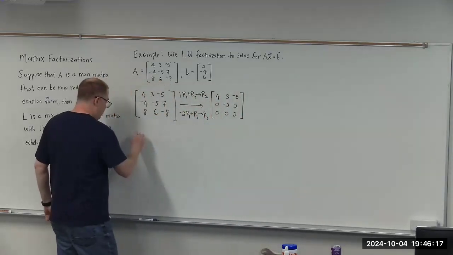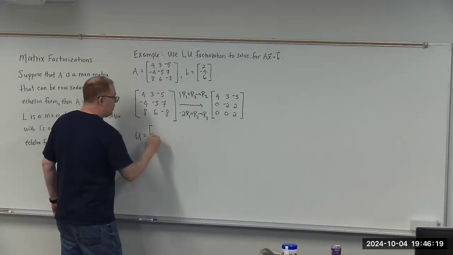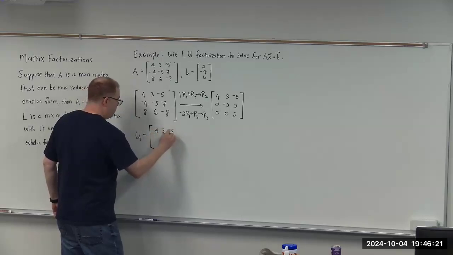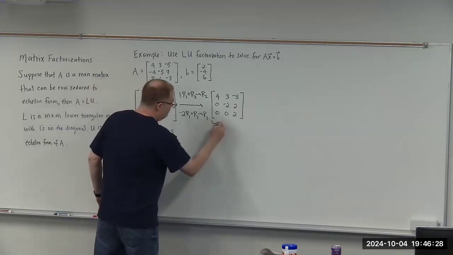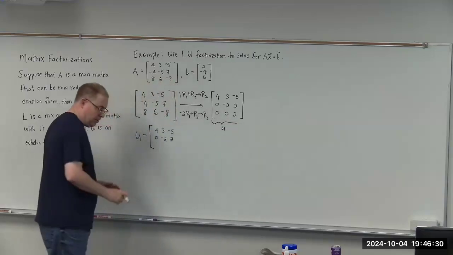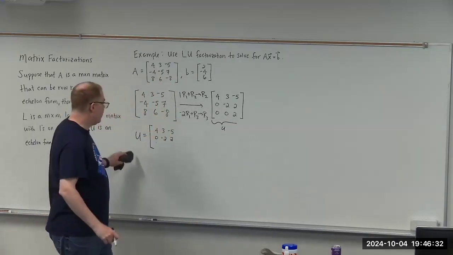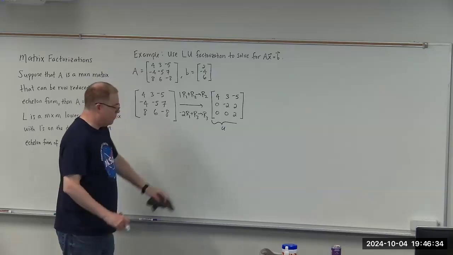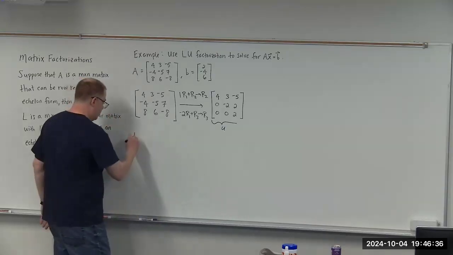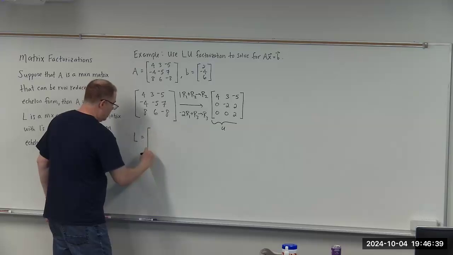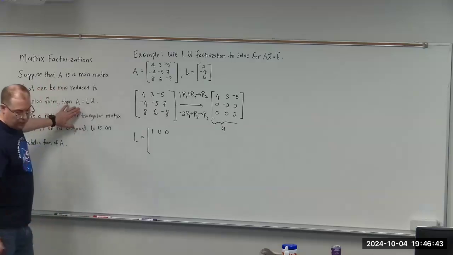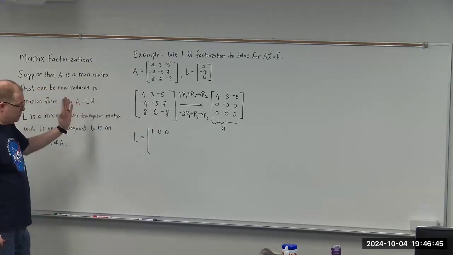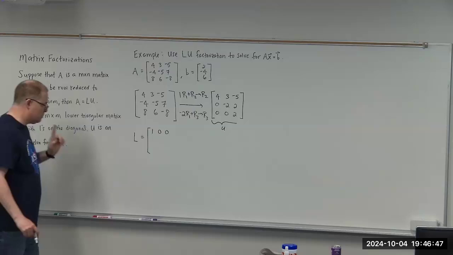So we have U. I'll just go ahead and call this U. That is our upper triangular matrix. And now let's construct L. And remember, for this kind of LU factorization, the entries on the diagonal must be ones.